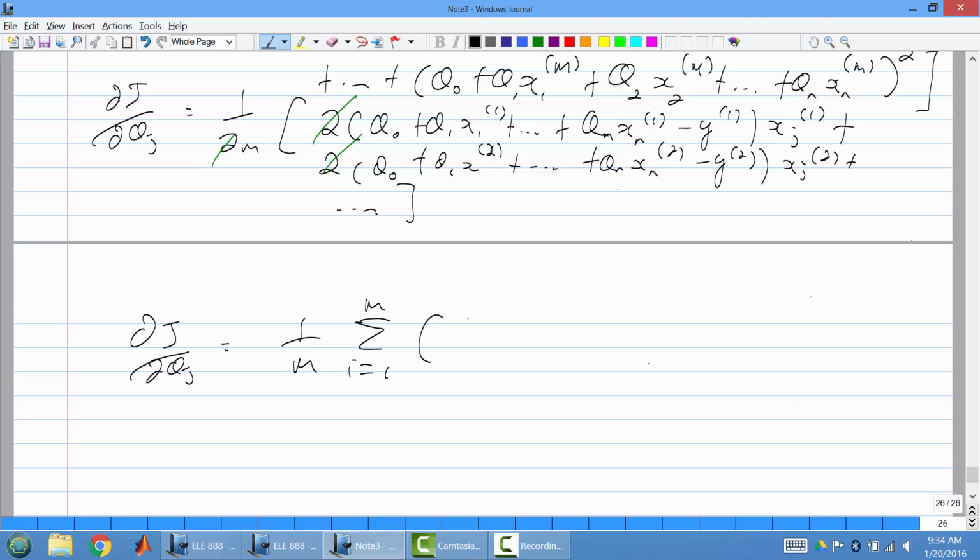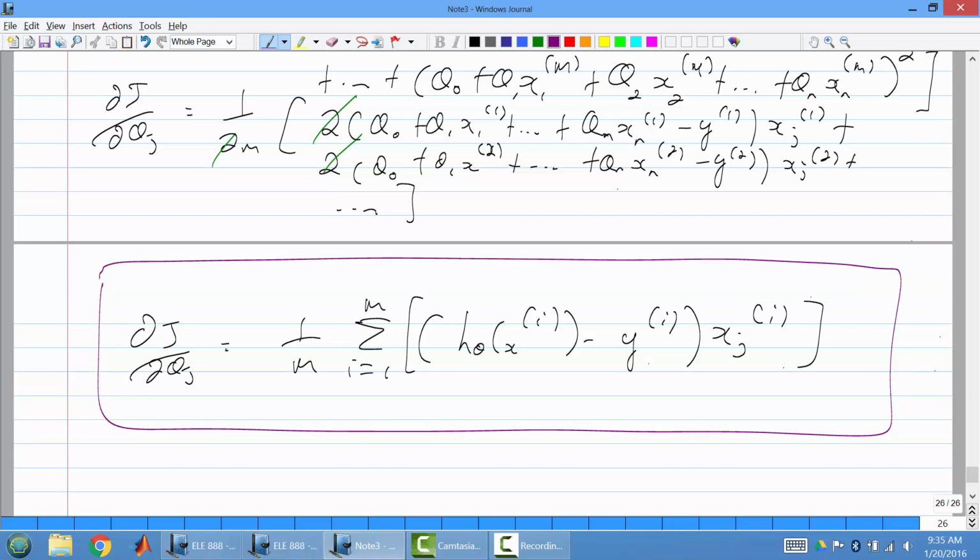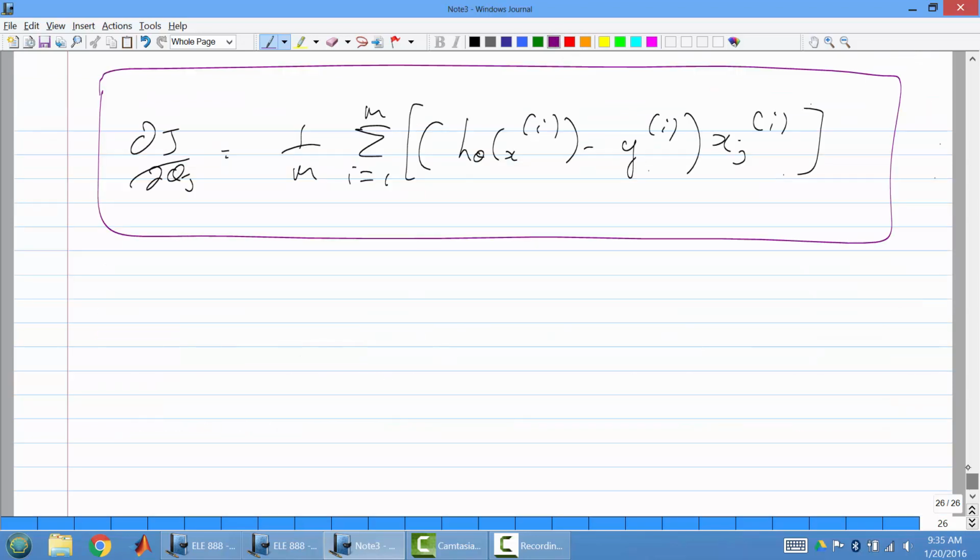And then multiply by x, j, i. Pretty sure. Okay? And that is it. Then the accepted convention is the following. Now that's pretty much what the gradient term will be.